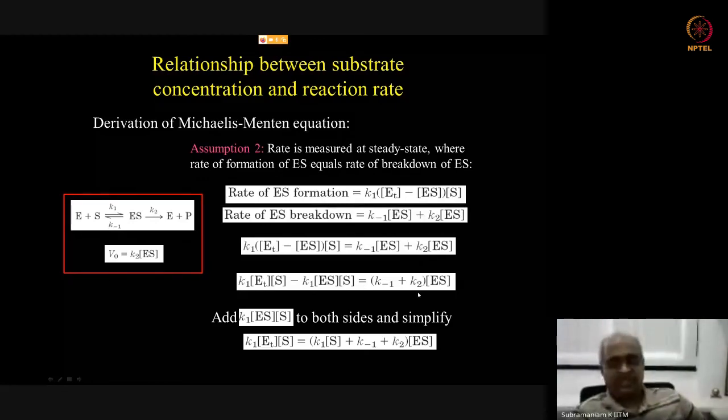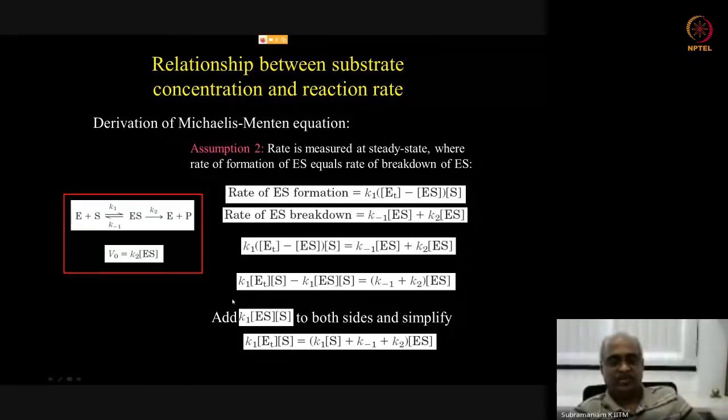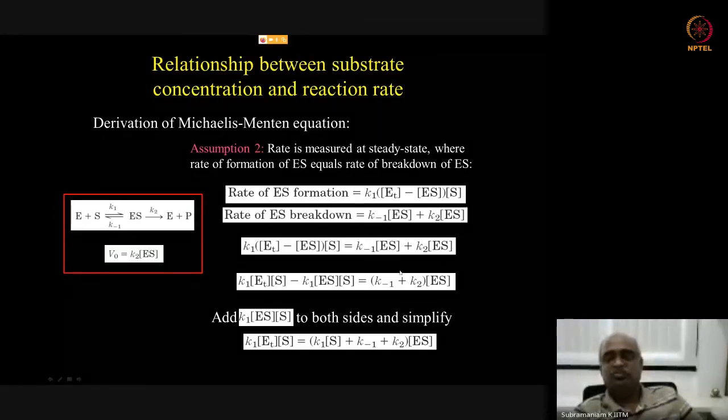In the interest of time, and assuming that these are very simple algebraic equations, and you have done a lot more complex ones in maths, I'm not taking time to derive the equation myself, and instead I am directly showing it in PowerPoint. I hope it is not a problem for you to understand. Now to further simplify, we are going to add this factor to both sides. When you do this to this side, it becomes just K1 ET S. And on this side, if you add and then rearrange, then you get this.